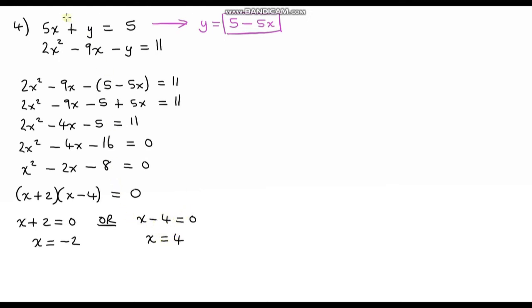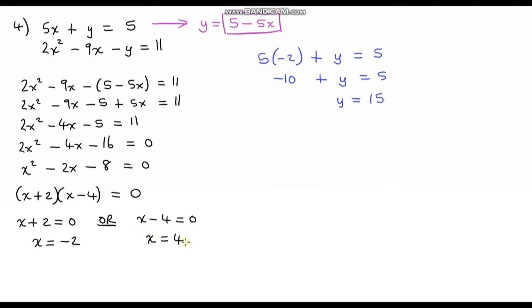I think I'm going to use the top equation this time because we don't have any quadratics. So the top equation, we've got 5 times x. Well, in this case, x is negative 2. And then plus y, and that has to equal 5. So 5 times negative 2, well that's negative 10. Negative 10 plus y is equal to 5. So now if we add 10 to both sides, we get y is equal to 15. That's one of our solutions.